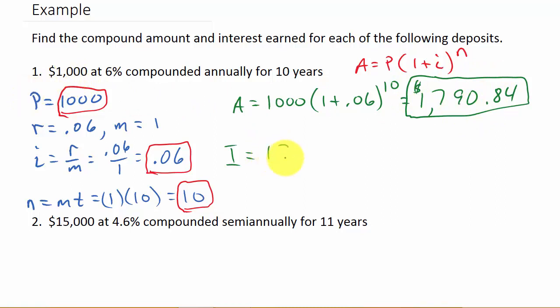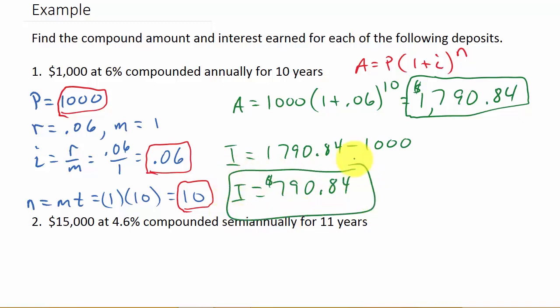So that's going to be 1790.84 minus 1000. And so that would give us I is equal to $790.84. Okay? And remember, when you're dealing with money, actually, I didn't round that correctly. Let's see, that should be, round it to two decimals, that would be 0.85. So we'll change this, that'll be 85 cents. Okay, so when you're dealing with money, round it to two decimal places.